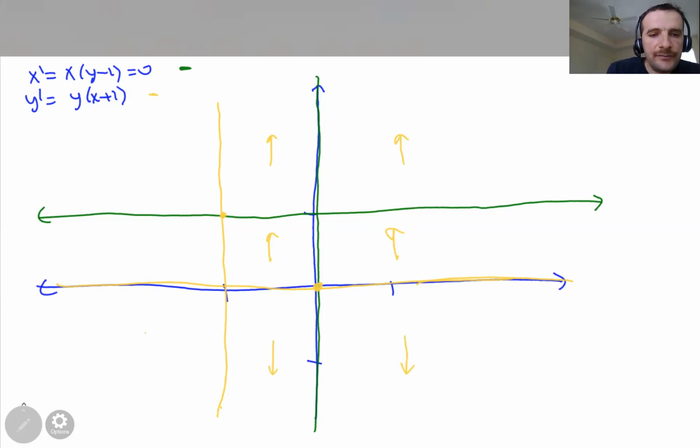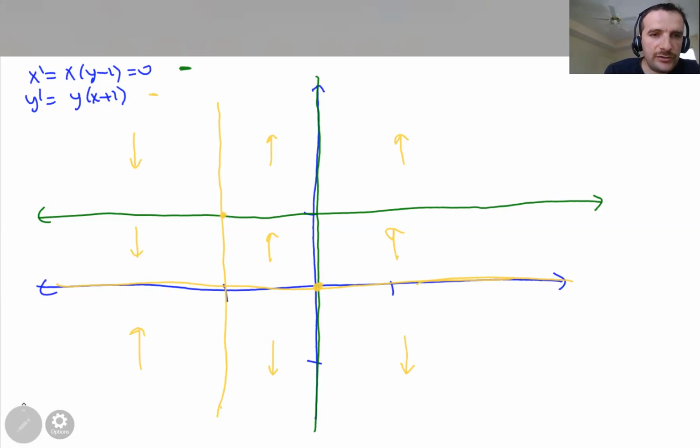And here, both y is negative and x minus 1 is negative. So negative times negative is positive. So it is increasing here. And here, what do we have here? x minus 1 is negative, but y is positive, and then x is negative, so it is decreasing, right? Okay. So vertically, these are our directions.